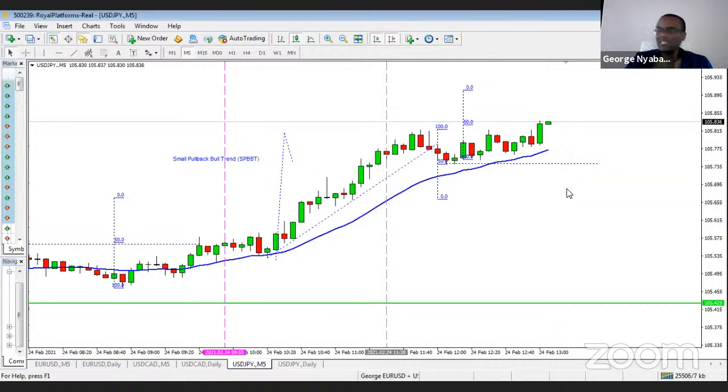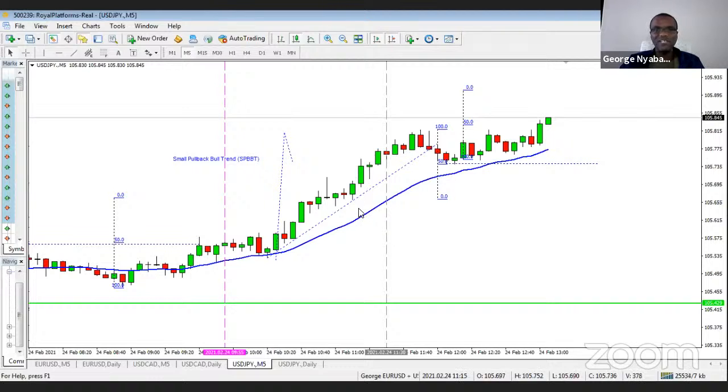Now, as I said a few seconds ago, the case is strong for the bulls, and the question is, why would I say that? The reason I say the case is strong for the bulls is because, again, of the small pullback bull trend, a very strong trend with small pullbacks. But although we're going sideways here, and the bears obviously are trying to assert themselves as profit taking, the bears are not strong enough to have put a full candle beneath the moving average.